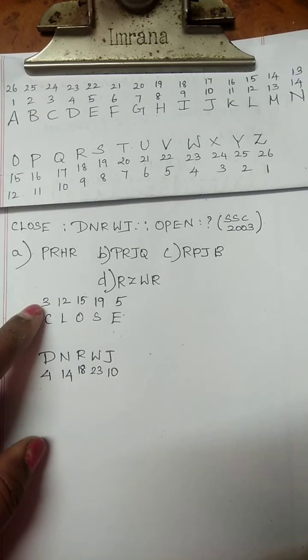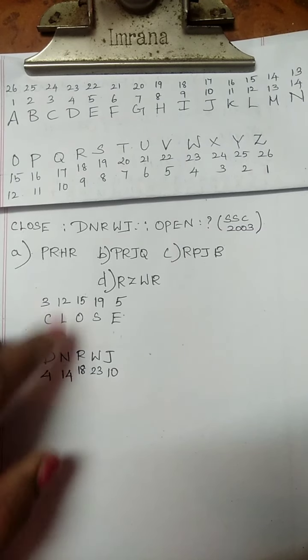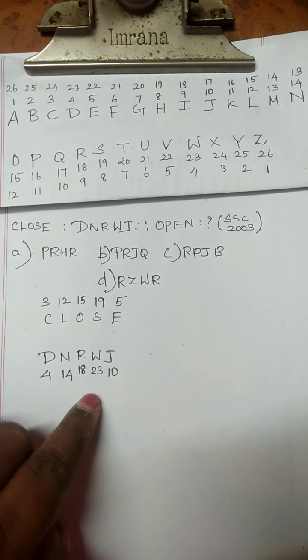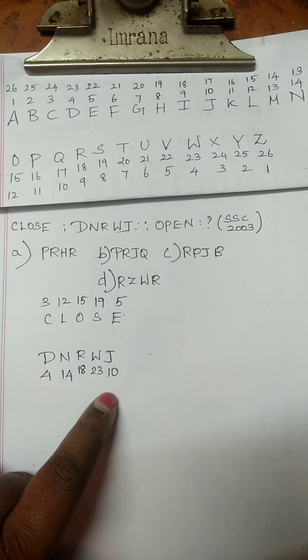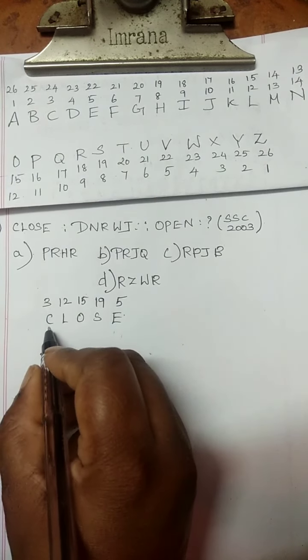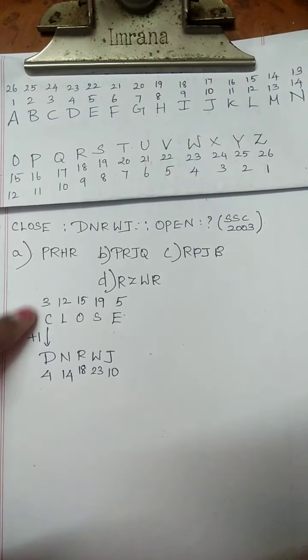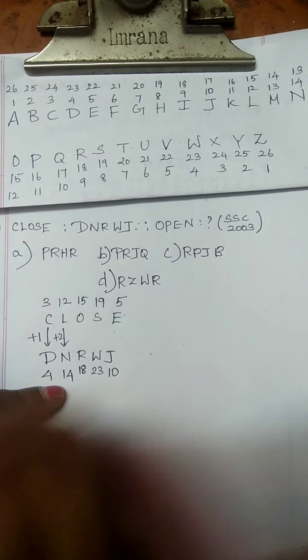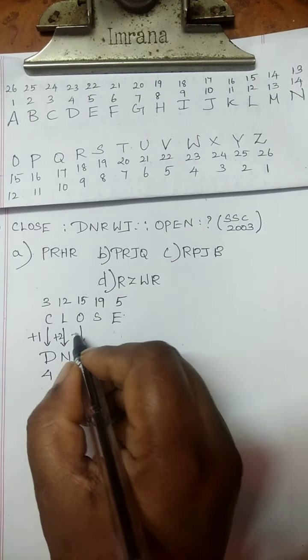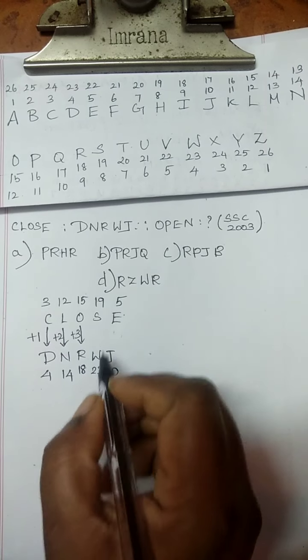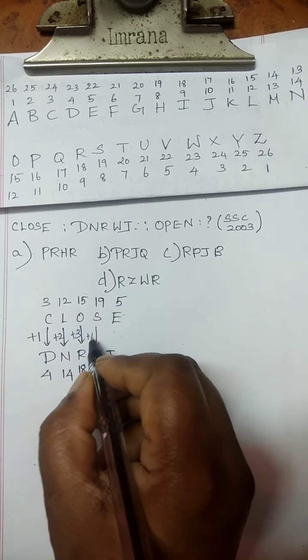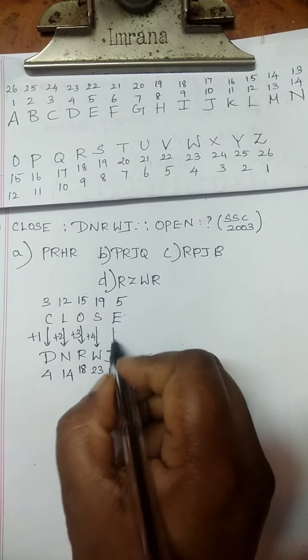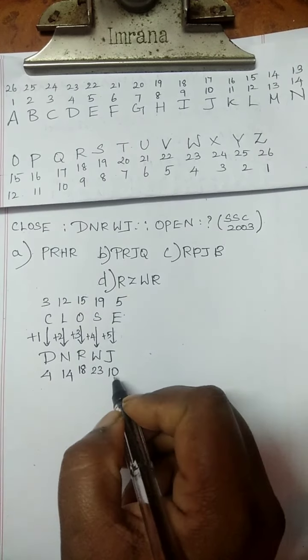If you see, here it's 3, 4, 12, 14, 15, 18, 19, 23 and 5, 10. Can you find the relationship or clue or any difference? See here, 3 plus 1 gives 4. 12 plus 2 gives 14. And then 15 plus 3 gives 18. 19 plus 4 gives 23. And then 5 plus 5 gives 10.